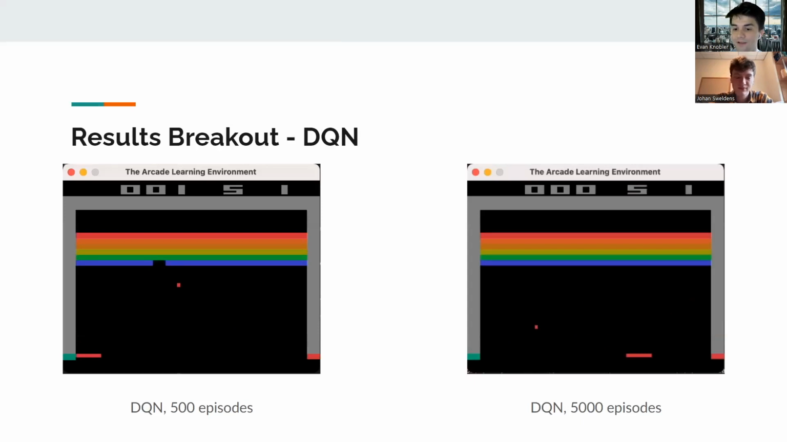Meanwhile, on the right side, the DQN trained for 5,000 episodes continuously launches the ball, and that's the main thing it trained on to score its first point. But after that, it is unable to move because, again, it finds its local maximum.